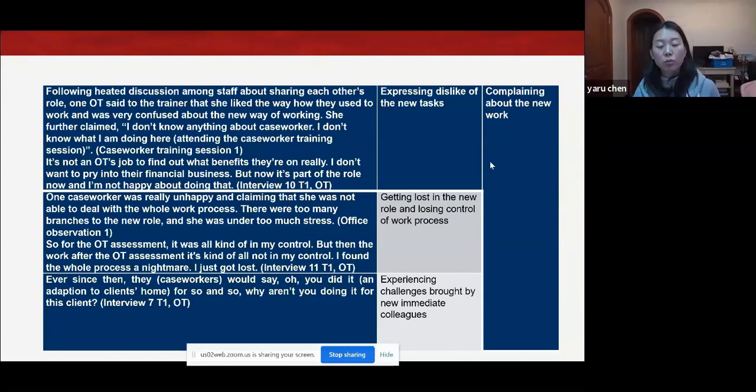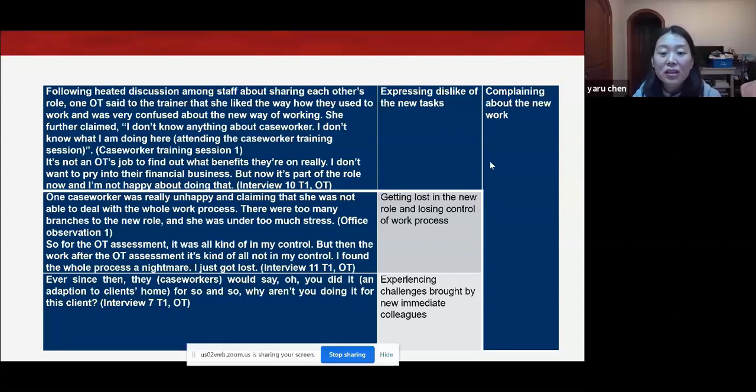shadowing. So a caseworker and the OT, or a caseworker and the OTAs, would be working together. And they found that really challenging because, for example, one of the caseworkers, ever since the incident when the caseworker challenged the OT, would say, oh, you did it for so and so, why aren't you doing it for this client? So these two OTs felt that the caseworkers were challenging their work autonomy and also their professional judgment.